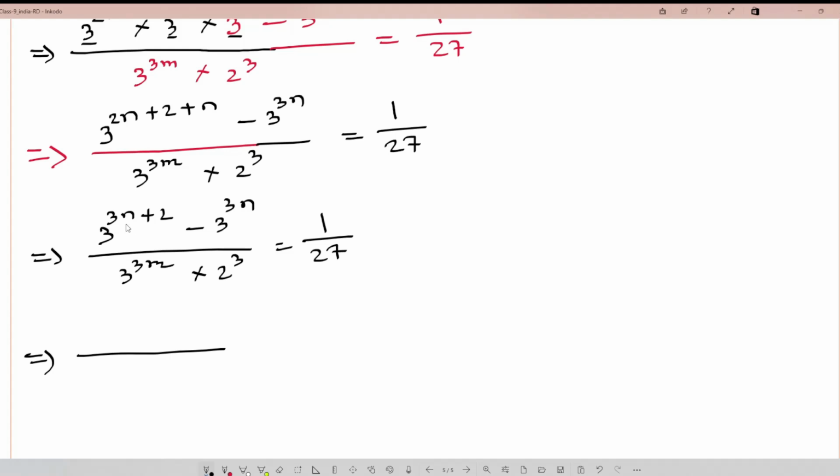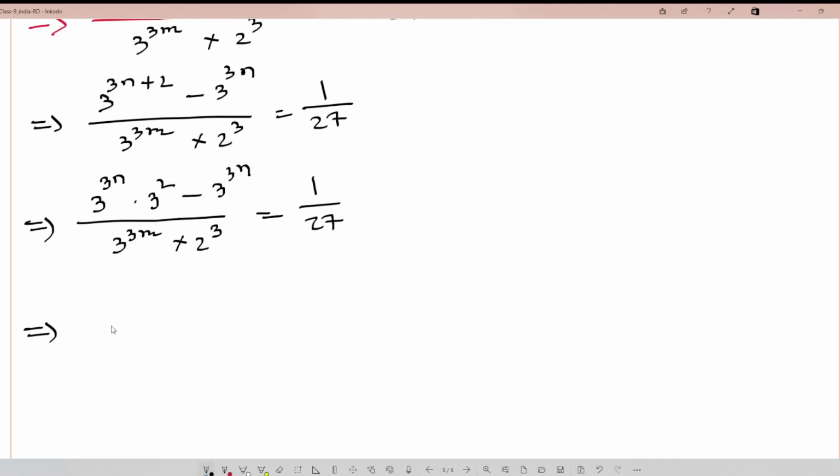Look, here is 3 to the power 3n plus 2, we can write 3 to the power 3n times 3 square minus 3 to the power 3n, and here is 3 to the power 3m times 2 to the power 3 equals 1 divided by 27. Now look, we can take common 3 to the power 3n. So here is 3 square minus 1, divided by 3 to the power 3m times 2 to the power 3, equals 1 divided by 27.